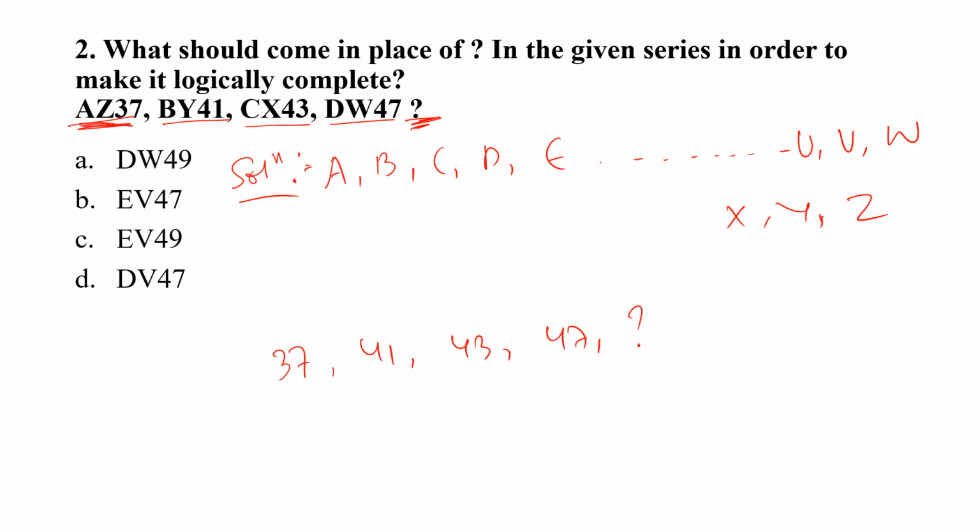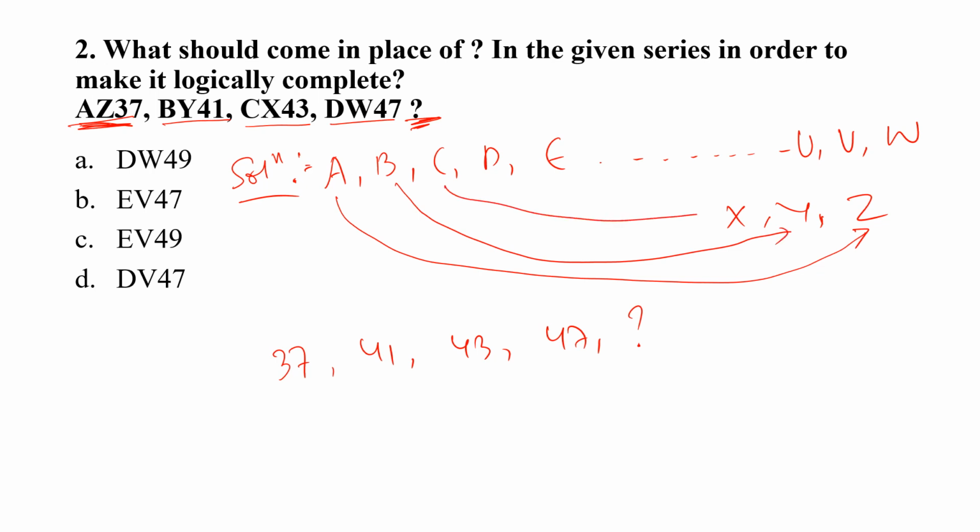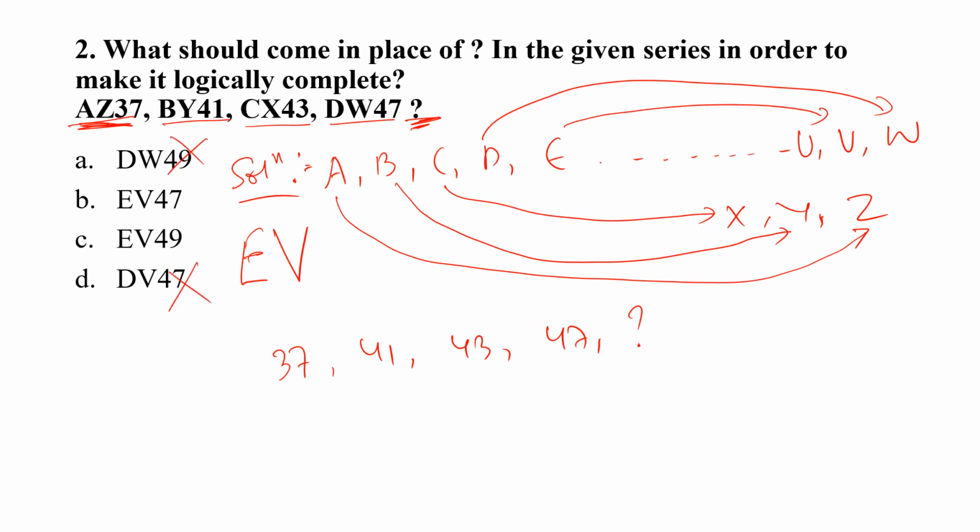So in this series, we find A combined with Z, B combined with Y, C combined with X, D combined with W. So the next series will come E combined with V. So the series will start with EV. So here we see in option A, there is no EV. Option D also there is no EV. So we have to find which one is among B or C.